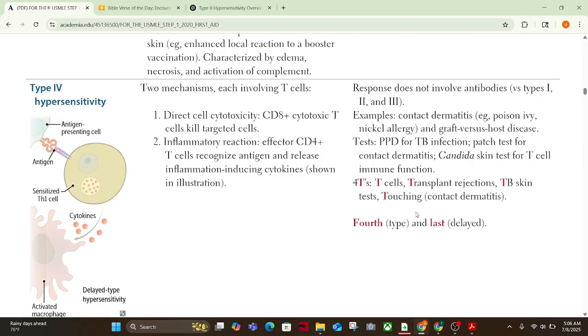Okay. Response does not involve antibodies versus types 1, 2, and 3. Examples are contact dermatitis like poison ivy, nickel allergy, and graft versus host disease. Tests, you have PPD for TB infection, a patch test for contact dermatitis, candida skin test for T cell immune function. The four T's here would be T cells, transplant rejections, TB skin tests, and touching for contact dermatitis. So, type 4 hypersensitivity is delayed, right? It's a delayed reaction.